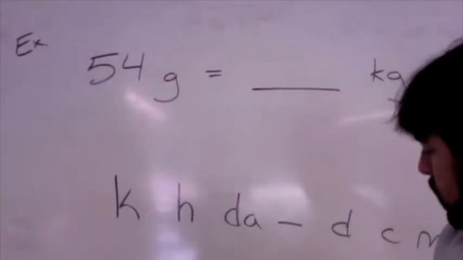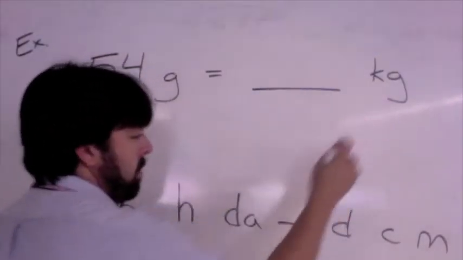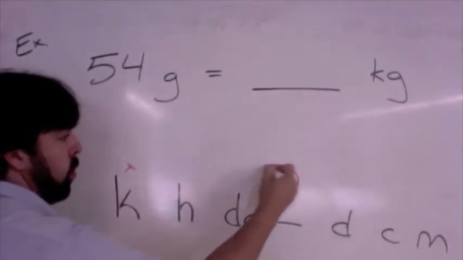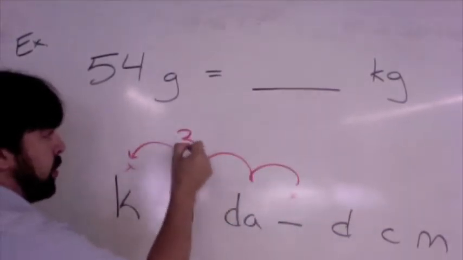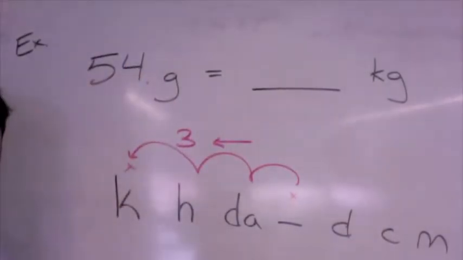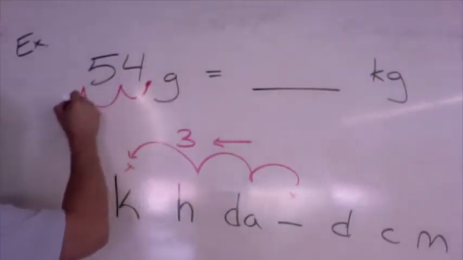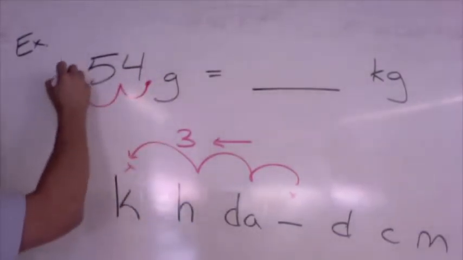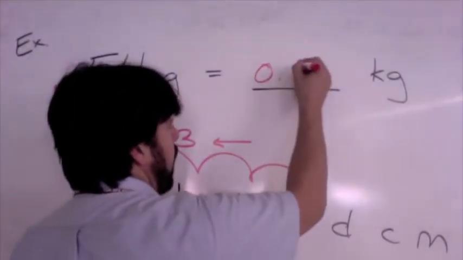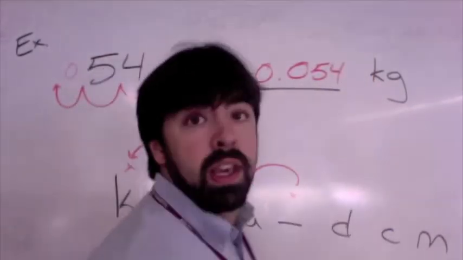All right, so we are going from gram to kilogram. Gram is here because there's no prefix. Kilogram is here. We are taking 1, 2, 3 steps left. So there's our decimal right at the end of that whole number. It is 1, 2, 3 steps left. You add a 0 in any of those blank spots, and the answer becomes 0.054 kilograms.